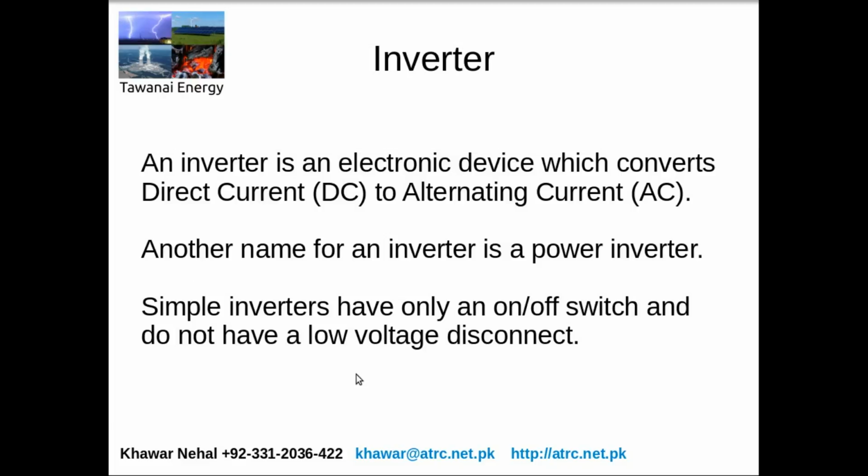Okay, the first item is an inverter. An inverter simply is an electronic device which converts direct current into alternating current. It is also called a power inverter, and simple inverters generally have an on-off switch and do not have something called a low voltage disconnect, which we'll define later.